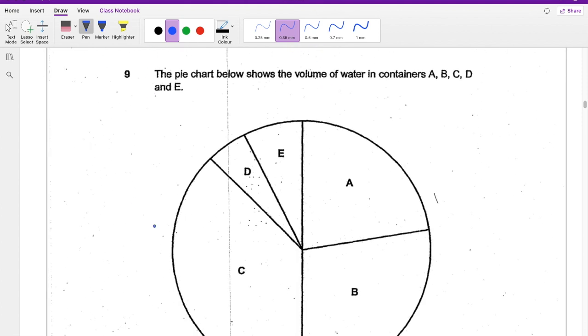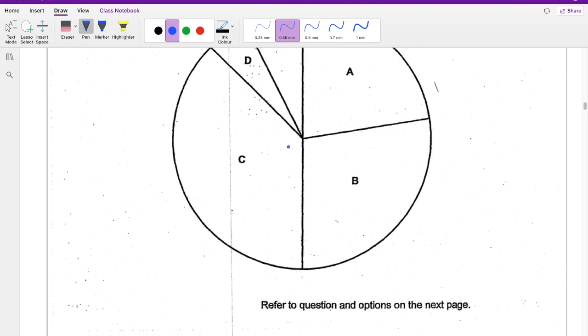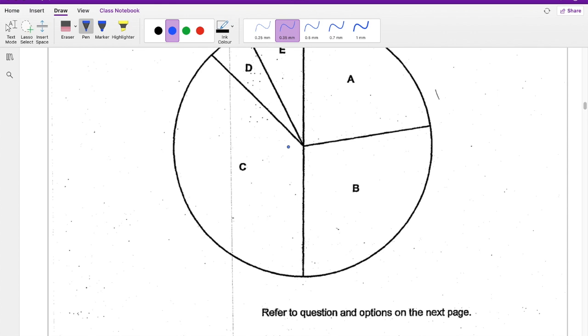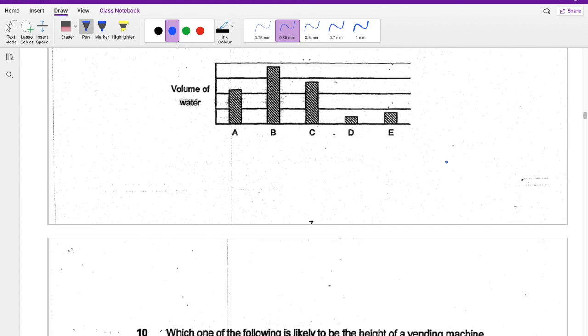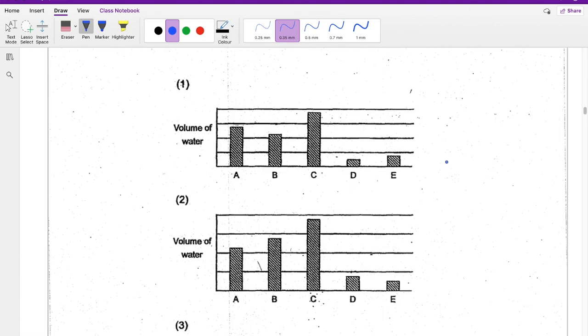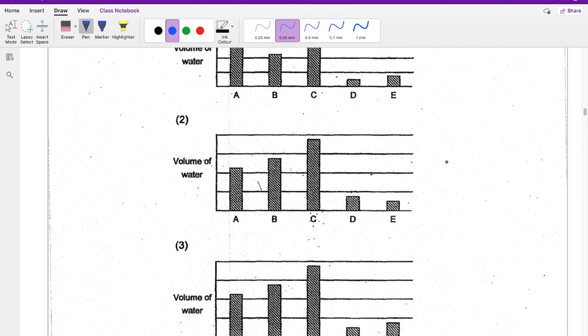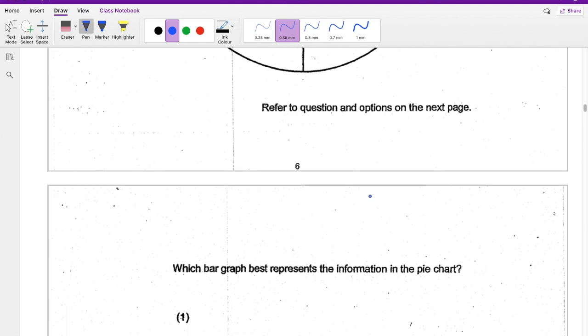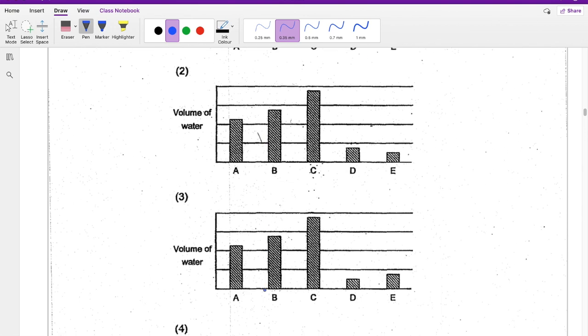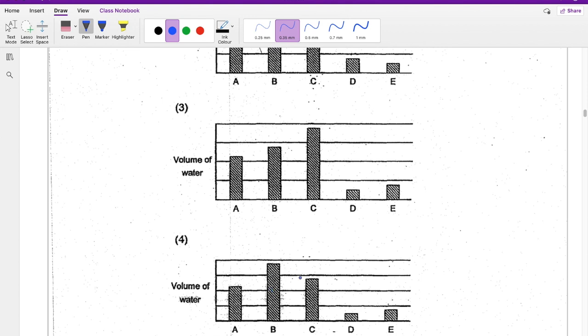Question 9. The pie chart shown below gives the volume of water in containers A, B, C, D, and E. Okay, this is a pie chart. Then, based on this, let's see the question below. Which bar graph best represents the information in the pie chart? Well, we see here there are 4 options, right? Then we see which one has the highest. We see that C covers the highest, right? Then B, A, E, D, right? So it comes C, B, which is correct. C, B correct. This one is wrong.